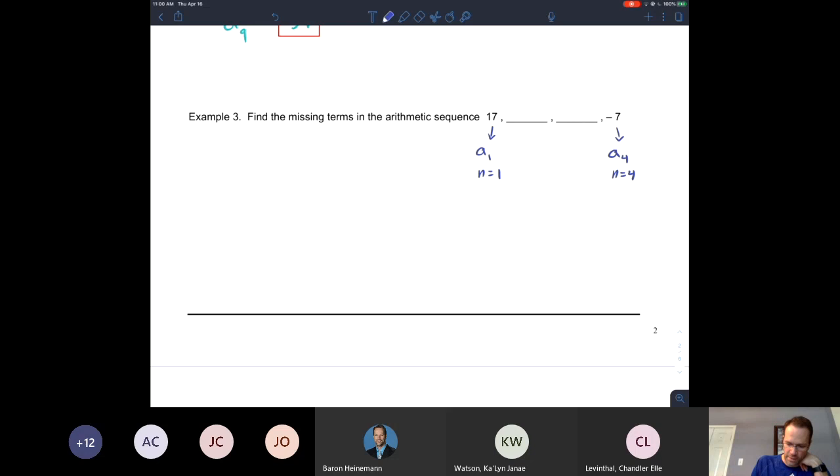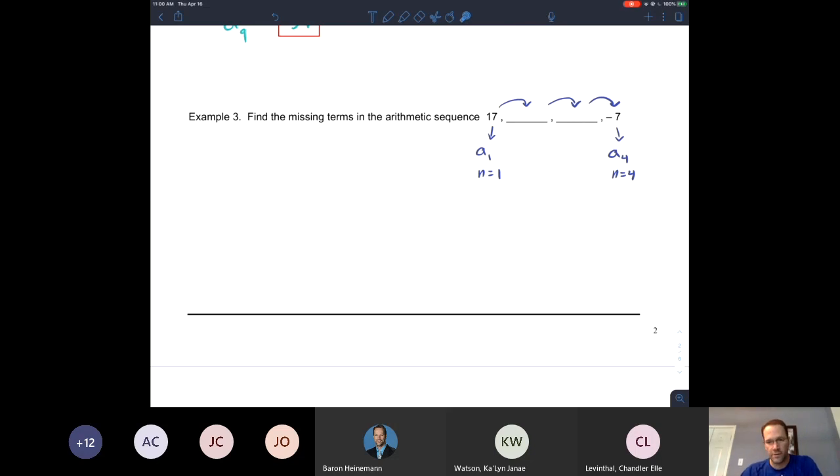And in order to get to the fourth term, we had to step over 3 times. We had to go to the second term, then the third term, and then from the third term to the fourth term. That was 3 steps. So the common difference has been added 3 times.